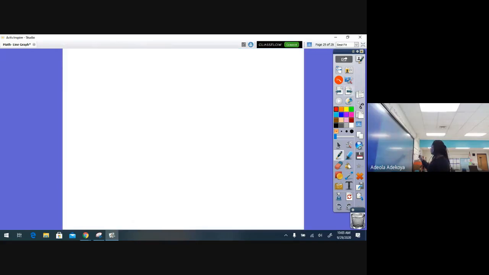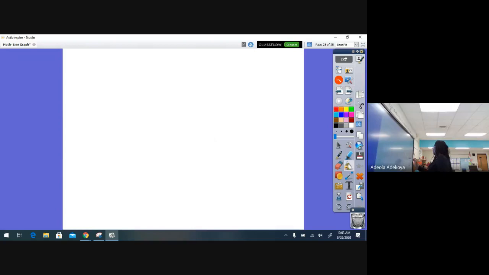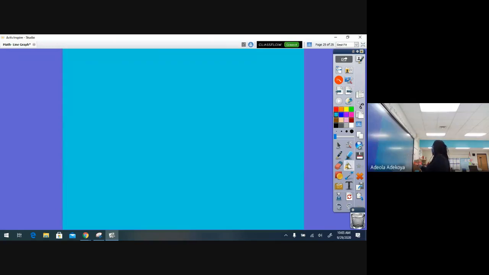For our box method of multiplication, notice that this number is just 1 digit. 25 has 2 digits, 1 in the ones place, 1 in the tens place. 382 has 3 digits, 1, 2, 3. For box method multiplication, today we're going to work on 2-digit by 1-digit.